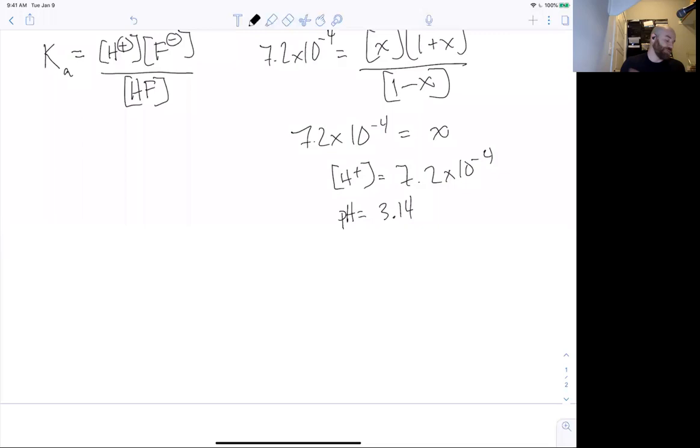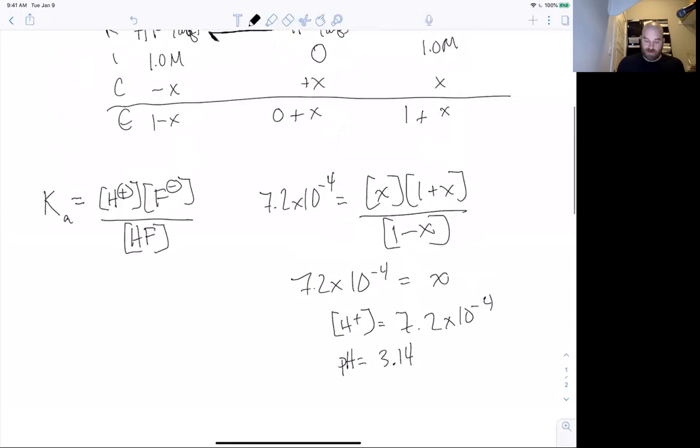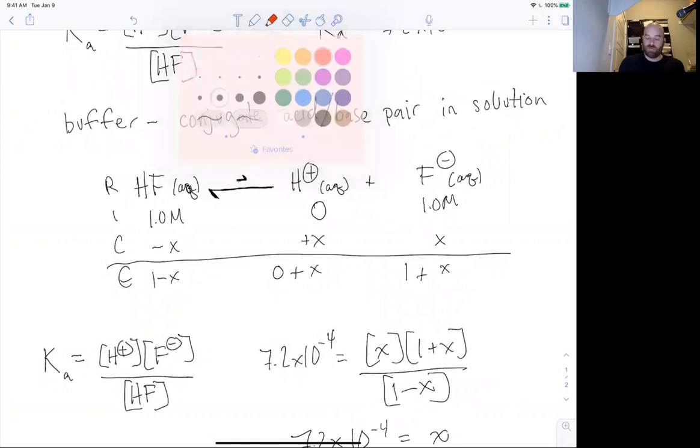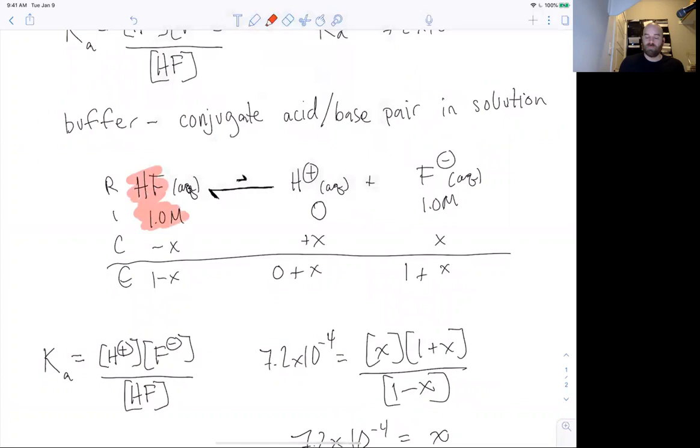Okay, so in a buffered solution, getting back to this original idea here, in a buffer solution we have a conjugate acid-base pair in solution. And that's exactly what we have here. So I have my acid at 1 molar. And it's a buffer because I've also dissolved some of its conjugate base. So when I say it's a conjugate acid-base pair in solution, I mean that you have both present.